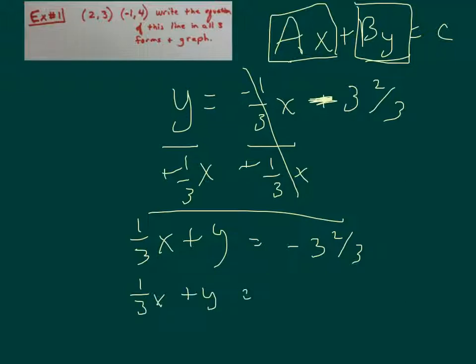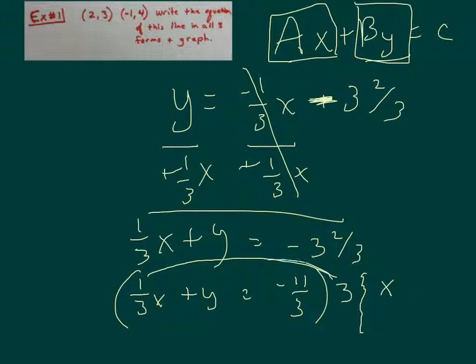I'm just going to change this 3 2/3. 3 times 3 is 9 plus 2 is 11, negative 11/3. If you look here, everything has a denominator of 3, so I'm going to multiply everything by 3. My final answer is going to be: 1/3 and 3, as I distribute this in, cancels, and I get 1x. I'm just going to use a wiggly line here to separate this. 3 times y is 3y. And the 3 and the 11/3 cancel, and you get negative 11. This is standard form. So when you're asked that, that's all you have to do.